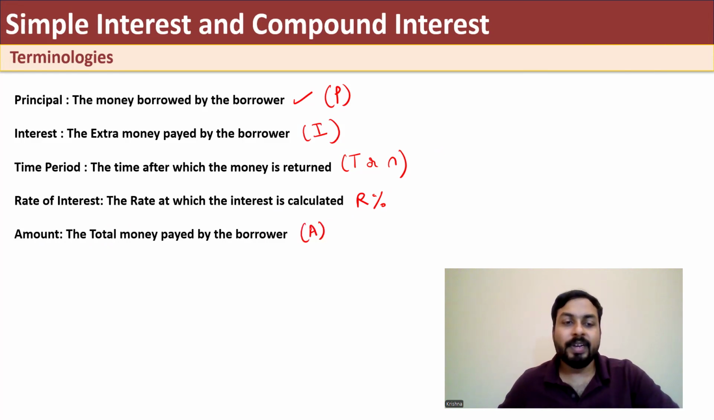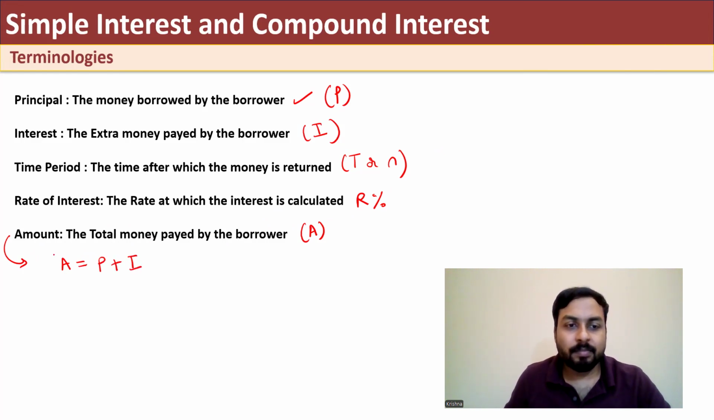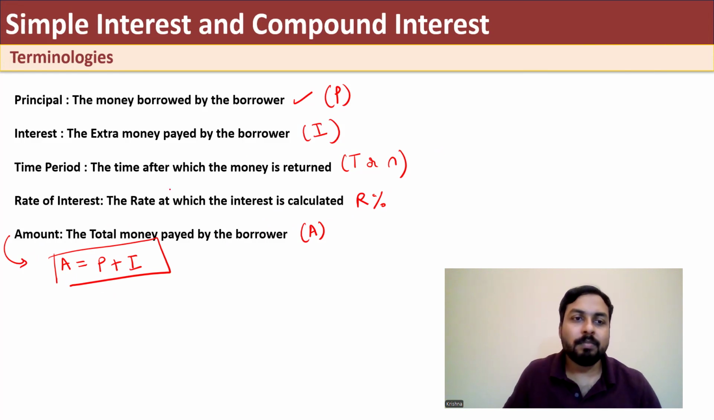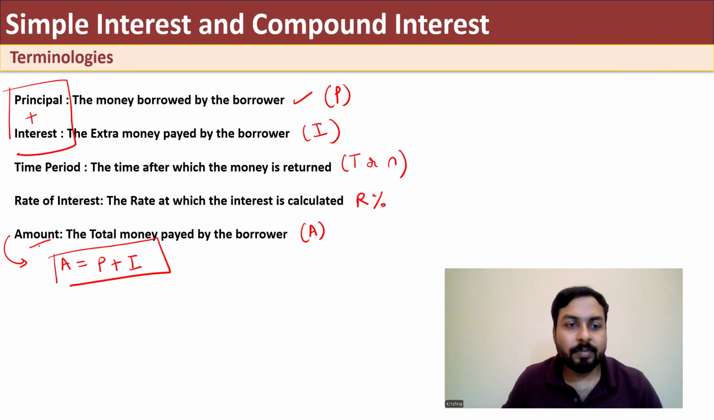Okay. So when I say the amount is the total money paid by the borrower, can I say that A is equal to P plus I? Yeah. P is principal, the money borrowed by the borrower. I is the extra money paid by the borrower. So this plus this is the amount. Yes or no? Yeah. And another thing that you should know is when I say rate of interest, the rate of interest is the rate at which the interest is calculated.